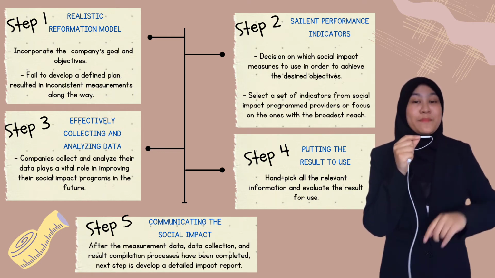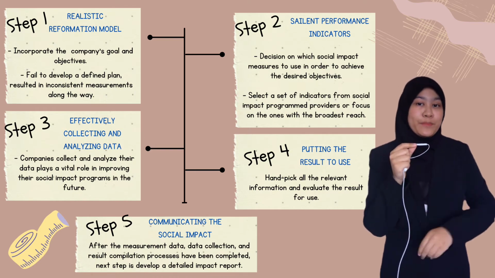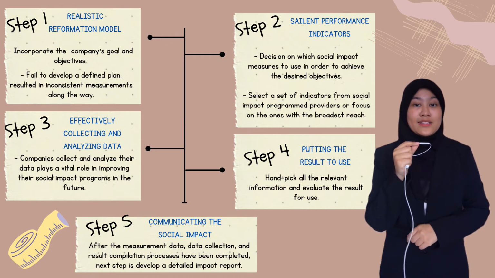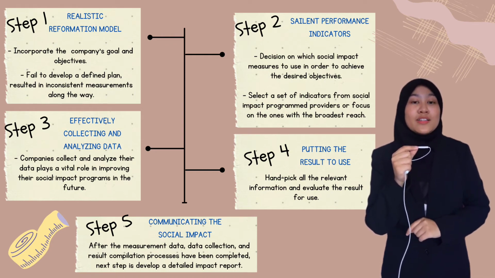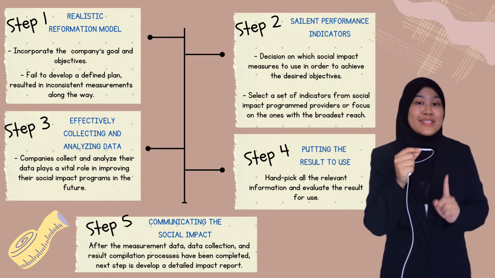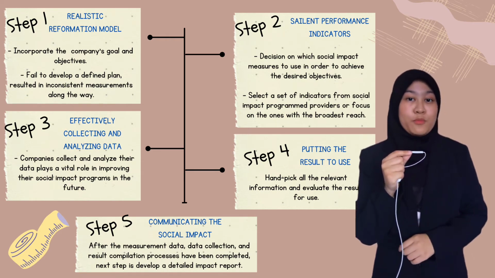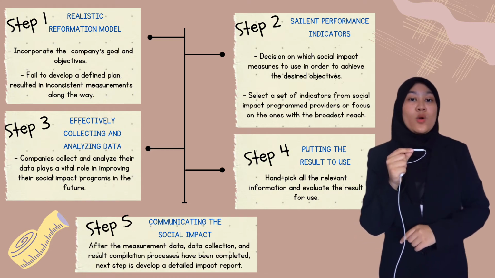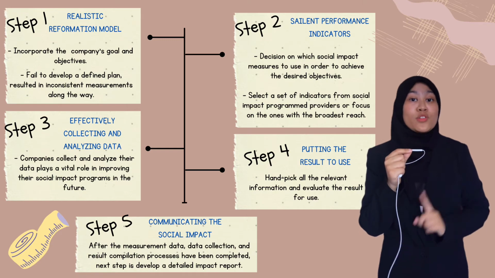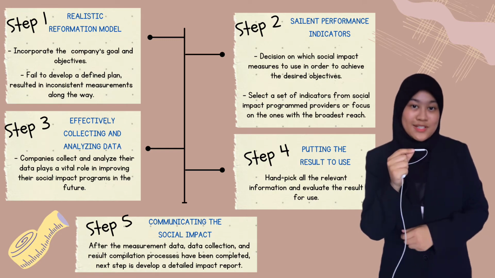The fourth step is putting the result to use. After a company has collected the data on the specified performance indicators, they should handpick all the relevant information and evaluate the results for use. Since the primary purpose of measuring social impact is to use it for future improvements, if any collected quantitative external and internal data regarding social impact is not used by the organization effectively, it might go useless.